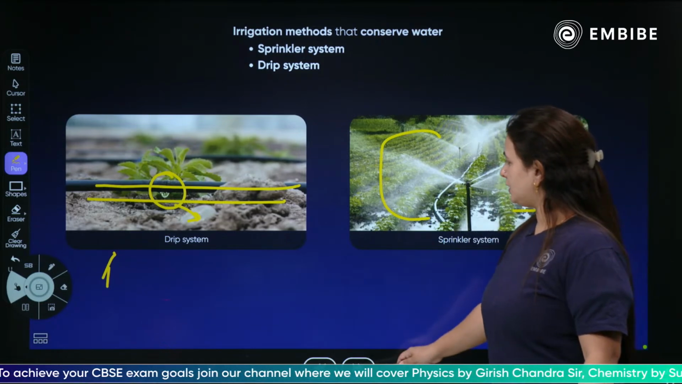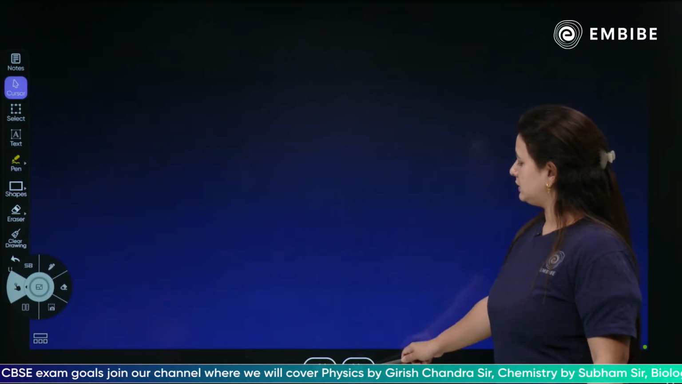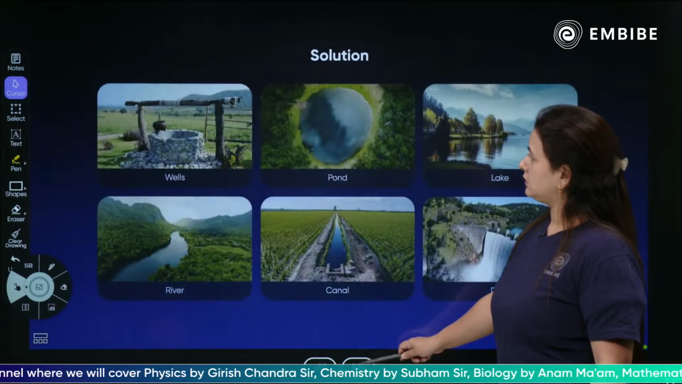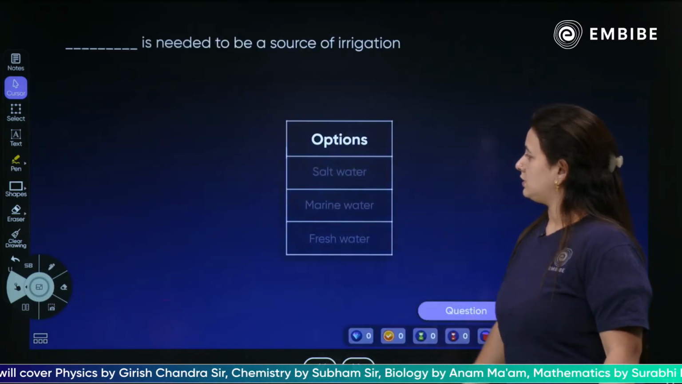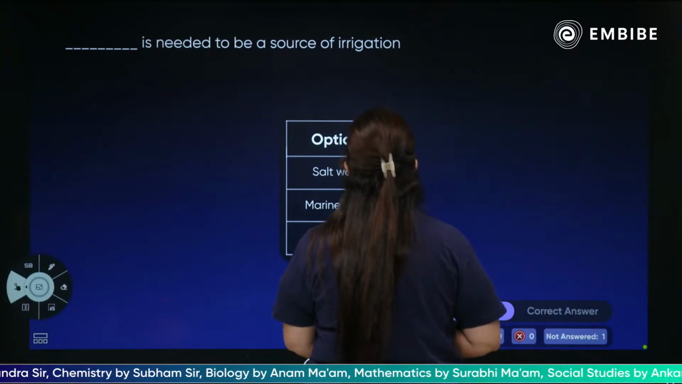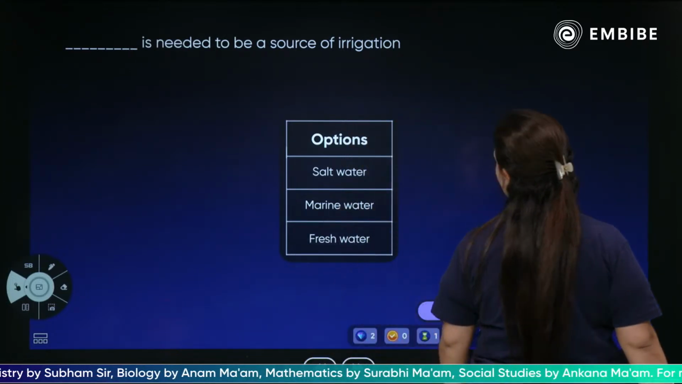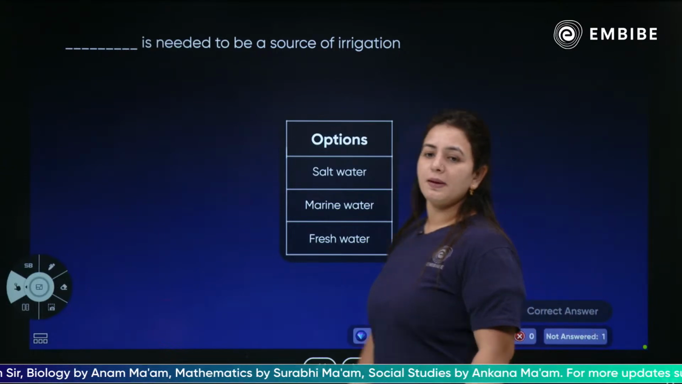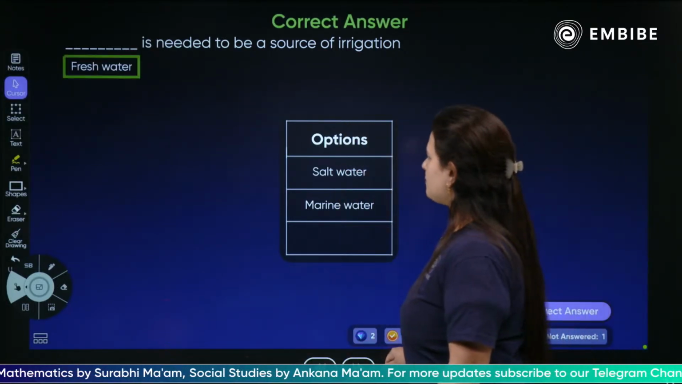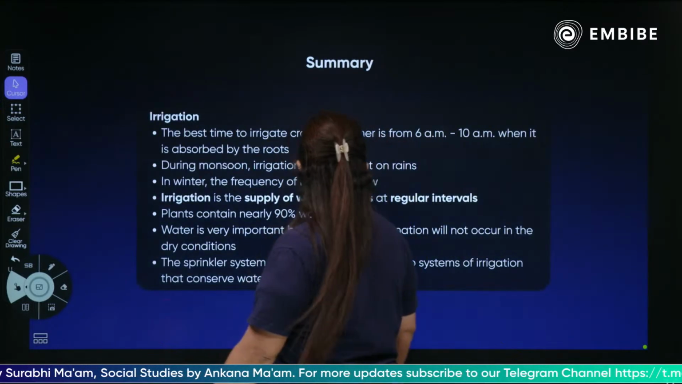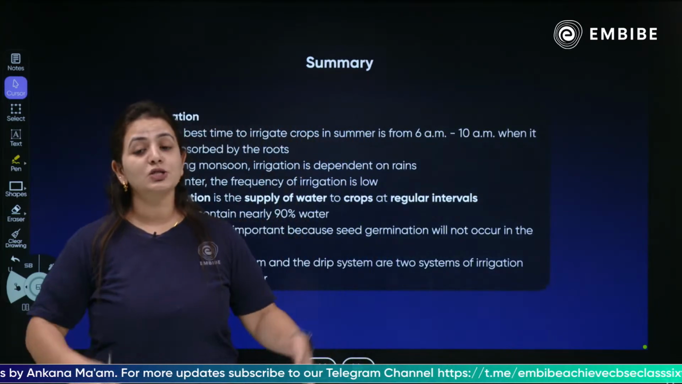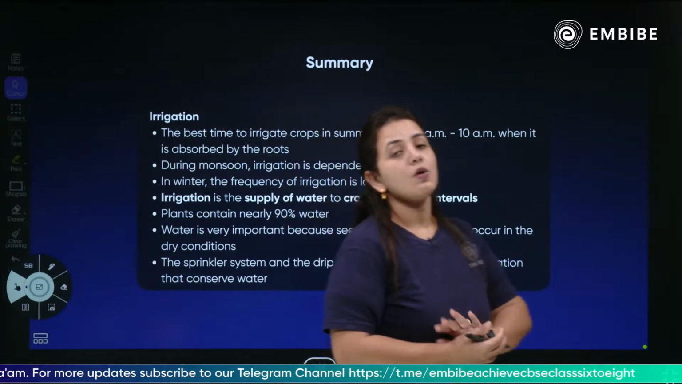So as we move forward, children, this was the particular question: which kind of water is needed as the source of irrigation? Salt water, marine water or fresh water? Yes, we need fresh water. This brings our chapter, the session on irrigation, to an end.